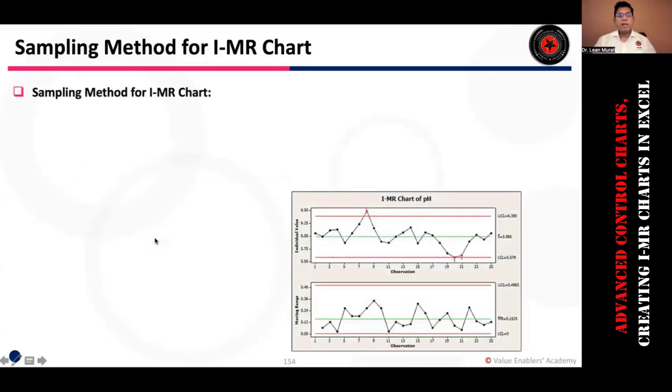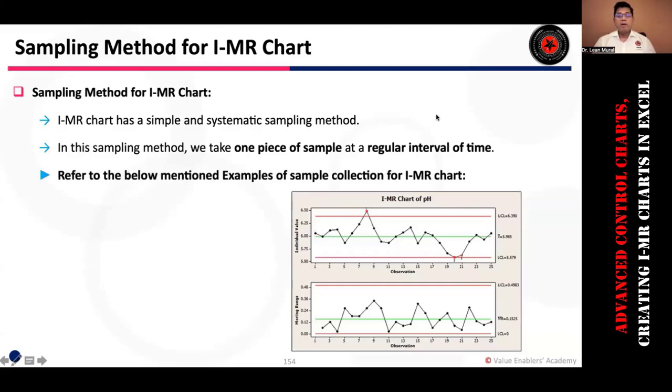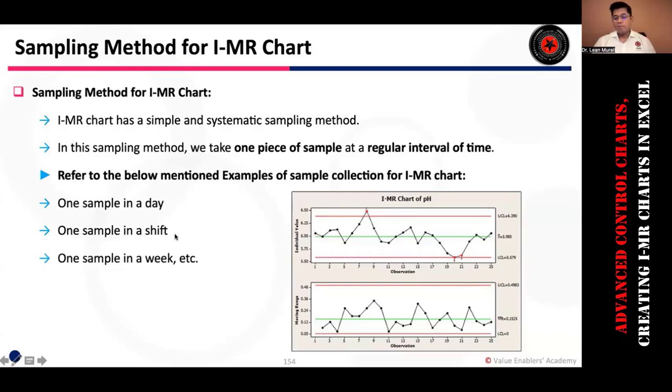So the sampling method for this IMR chart: I'm going to give you an Excel sheet where I'm going to share all the formulas on how we are going to calculate this. It's a simple systematic sampling plan method, and in this method we take a single piece at a regular interval, and you can refer to the examples below. I will share this data and the Excel sheet also so that you can see that clearly. Like one sample in the day, one sample in the shift, one sample in the week. You can just plot the individual values like this.